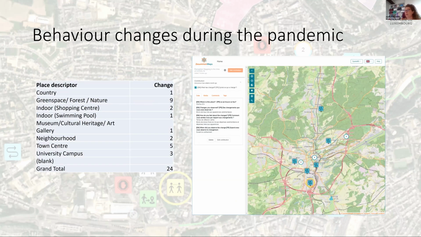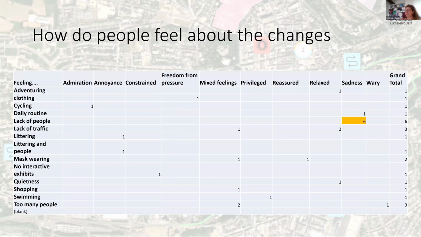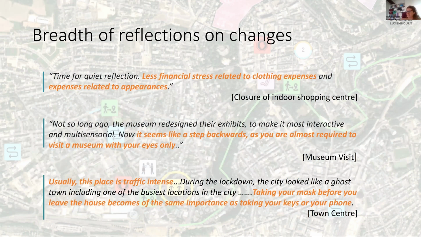Behaviour changes. We observed many different behaviour changes. In fact, it was very difficult to see a pattern in how people felt about the changes that they saw in their built environment. And the most frequently occurring feeling was sadness by the lack of people. So people really felt a sadness in how the towns, the built environment, the experience of place had changed because now there is a lack of people present. There was a breadth of reflections on the changes. I just thought this was interesting because one participant felt that they had less pressure. They had a freedom from their everyday because they didn't have to worry about their clothing expenses and their appearances.